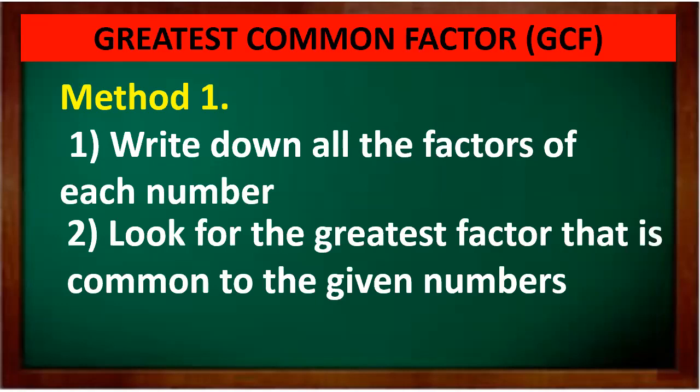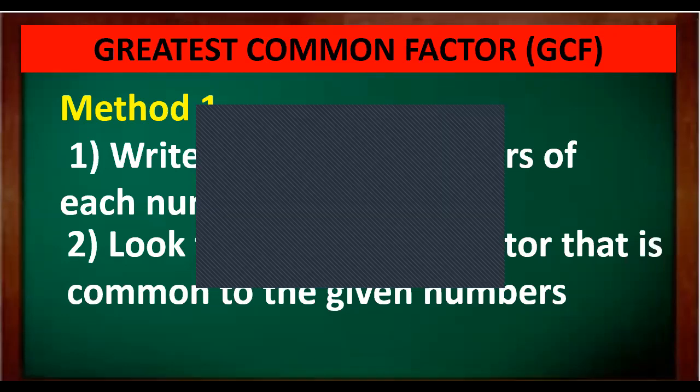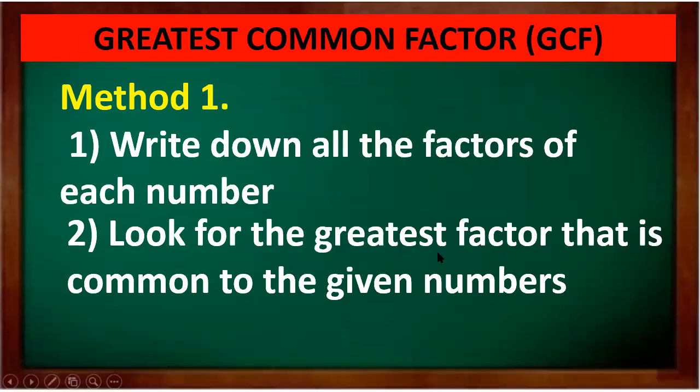In finding the greatest common factor, first method is you write down all the factors of each number. So, isusulat nyo lahat ng factors ng kada number, depende kung ilang numbers bigay sa inyo. Kung 2 numbers yung binigay sa inyo, hanapin mo lahat ng factors ng number na yon, then yung second number naman. Kung tatlong numbers, lahat ng tatlong numbers, hanapin mo kung ano yung mga factors. That is the first step in method 1.